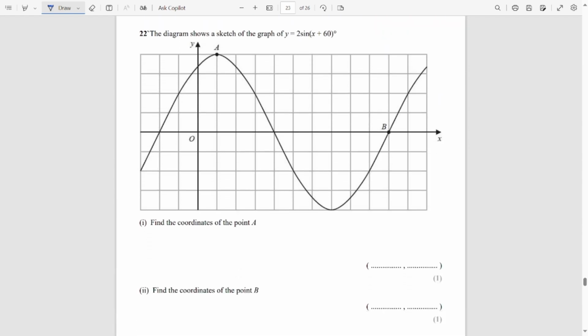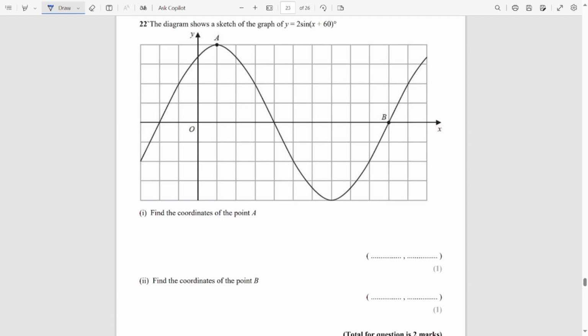Okay, on to question 22. The diagram shows a sketch of the graph y is 2 sine x plus 60. So this is kind of like another transformation graph, and this is kind of similar to what I was saying before. Graphs of sine, cosine, and tangent actually came up in Unit 1, but they're often overlapped more with graph transformations.